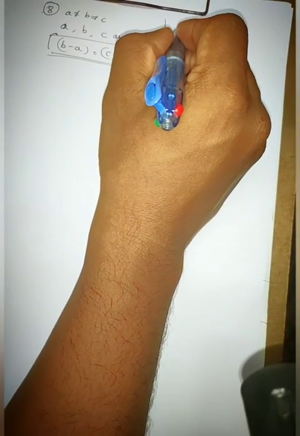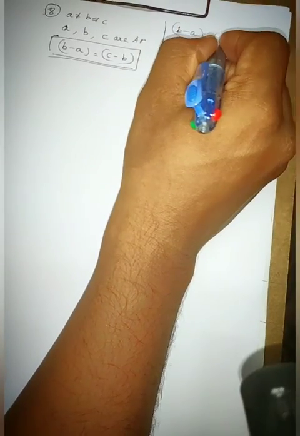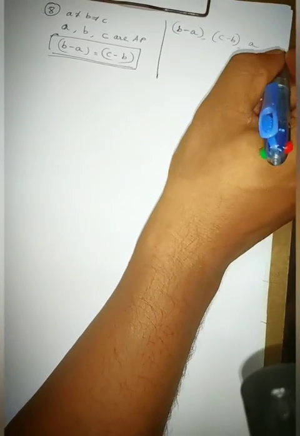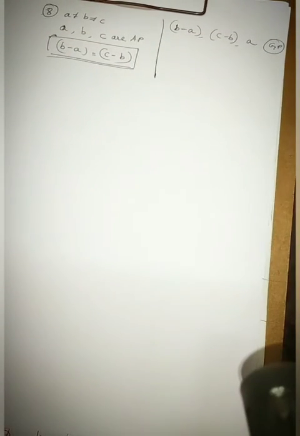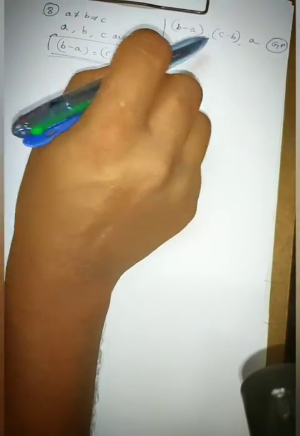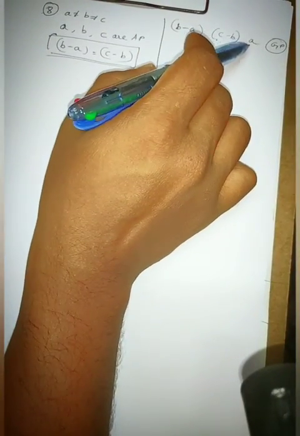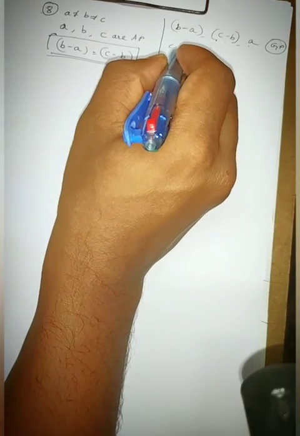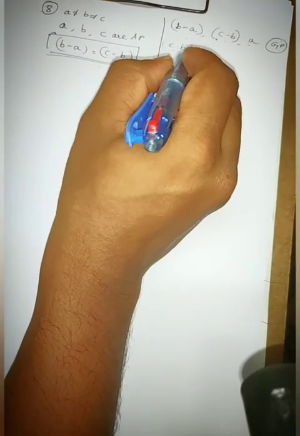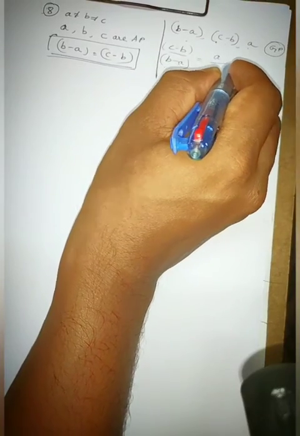So that first condition I made use of, and then another condition is given to me: B minus A, comma C minus B, comma A are in GP. Okay, these three are in GP. GP means what? Their ratio is the same. The ratio between this one and this one is equal to the ratio between this and this. That is, C minus B divided by B minus A is equal to A divided by C minus B. This is what it says when we say it is in GP.